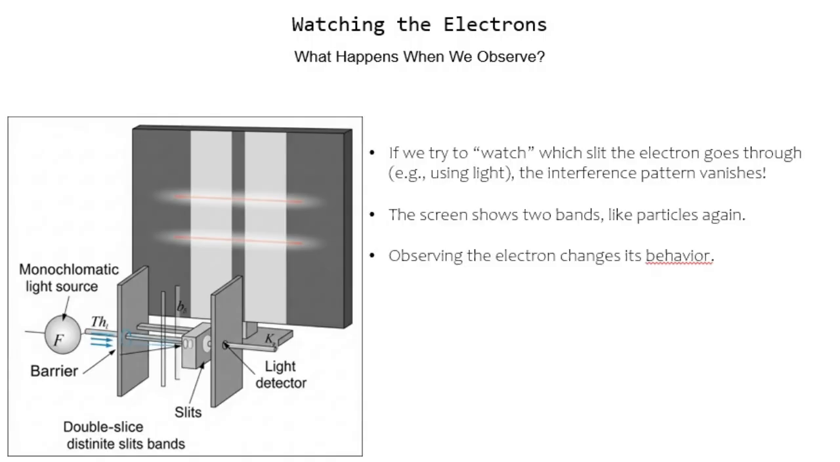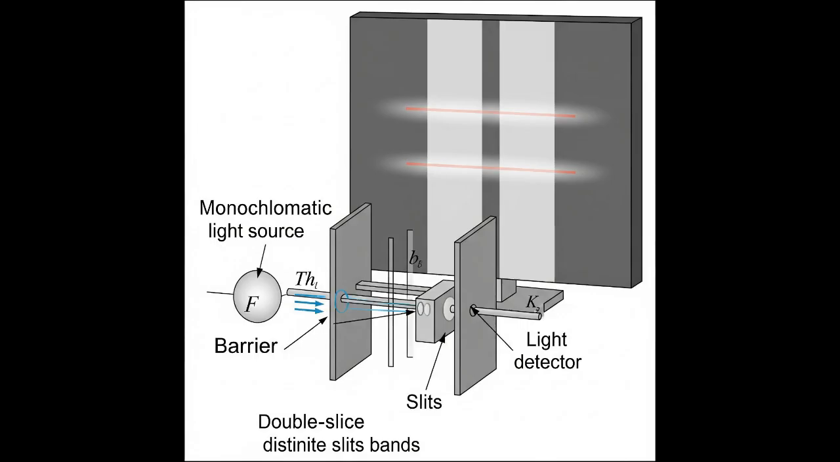Now here's where the experiment gets truly mind-bending. What happens if we try to watch which slit each electron goes through? We might place a light source or a detector right next to the slits, essentially trying to see the electron. When we do this, and we introduce an observer to try and pinpoint the electron's path, something extraordinary happens.